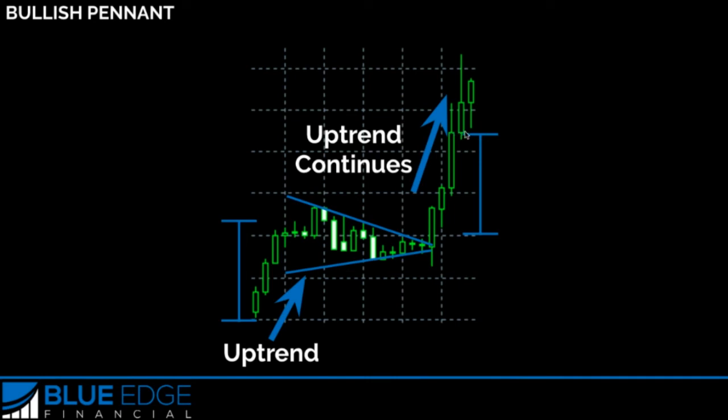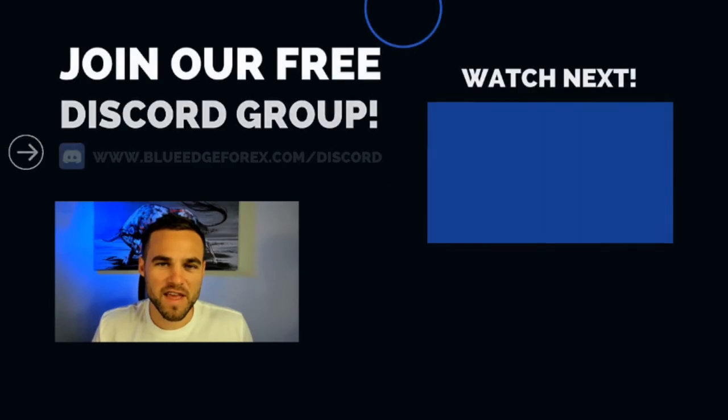So pennants are an awesome tool for you to make a lot of profit since they're usually these big moves. And hopefully you can use this information to spot these pennants in the market and catch these big moves before they happen. So in the next section, we're going to talk about the last chart patterns, which are called the triangle chart patterns.